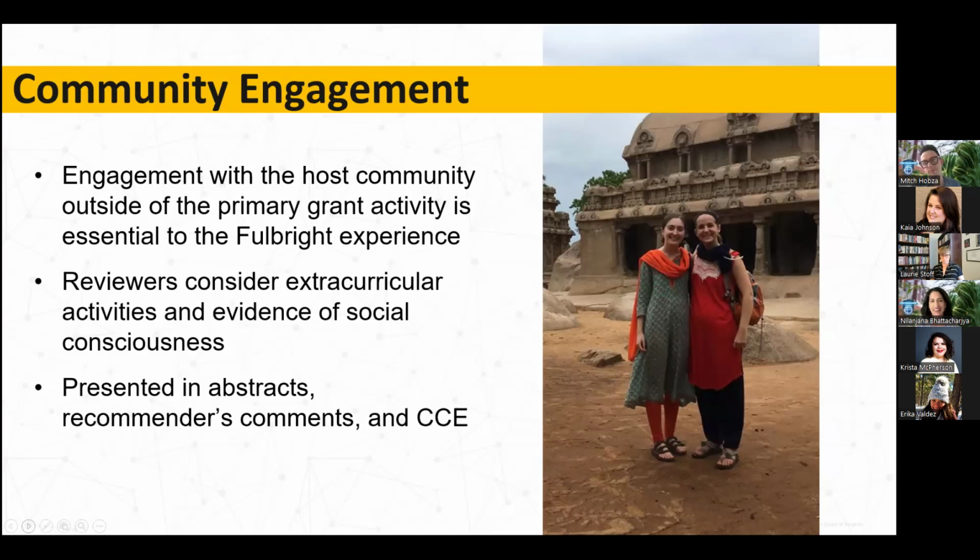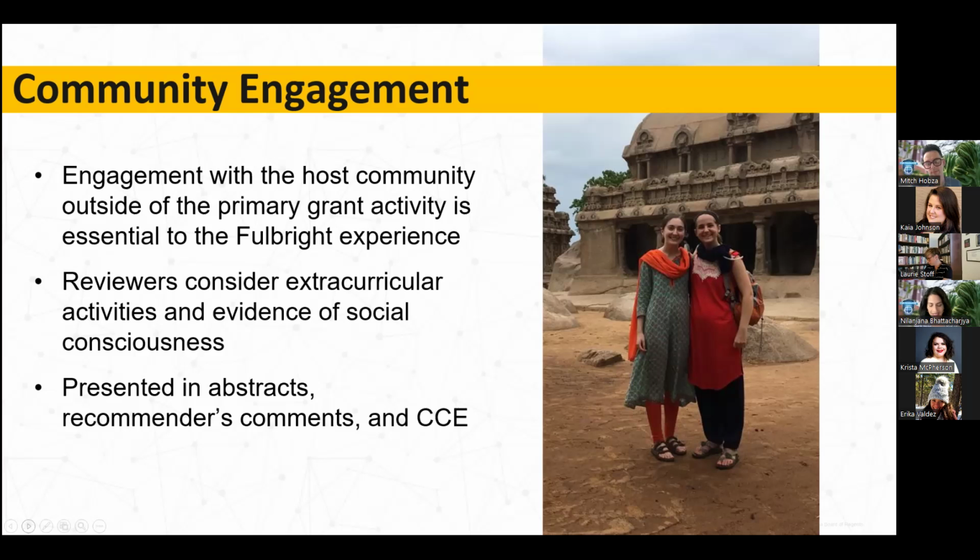It's not just your classes, it's not just your research, but really being out in the community and connecting with people. So when we have the national screening committees, when we have our interviews on campus, reviewers are looking at what kinds of extracurricular activities people have and what sort of sense they have of the community they're going into and how they might want to connect to that community, thinking about what issues are in common, what kinds of concerns are in common.